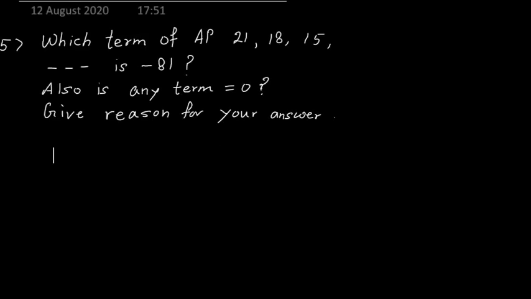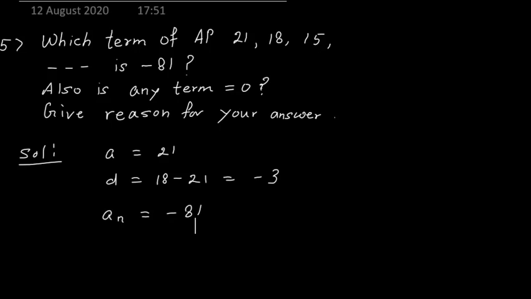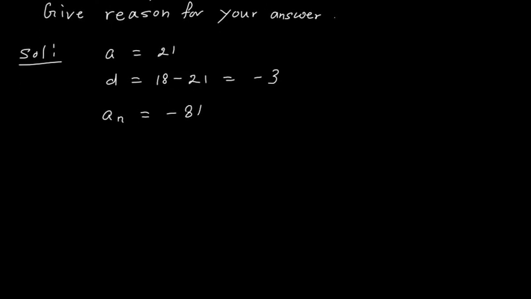Which term of the AP 21, 18, 15, and so on is minus 81? So already we know that this is an AP. So let us write what is A. A is 21 and what is D? D is 18 minus 21, which is equal to minus 3. This is A and D. An is given as minus 81.